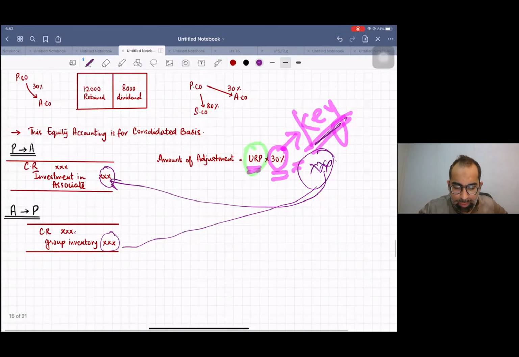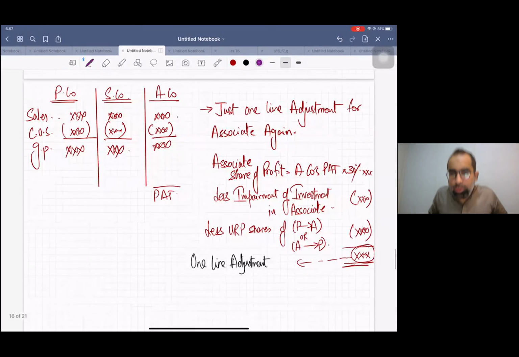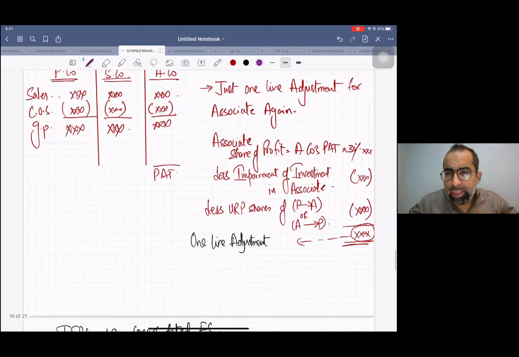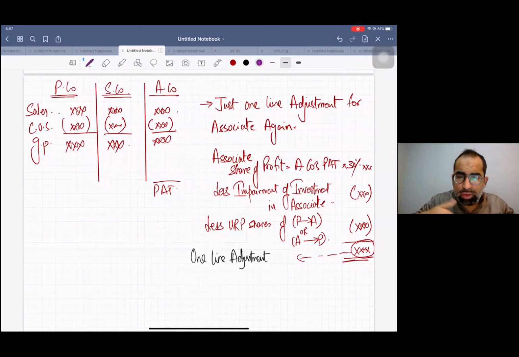Now, simplified version of income statement. In associate income statement questions, normally you will be given three columns: parent company, subsidiary company, and associate company. Very easy. Between parent and subsidiary, you do adding together. That's it. You know that.